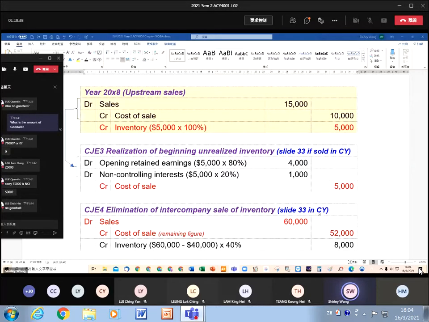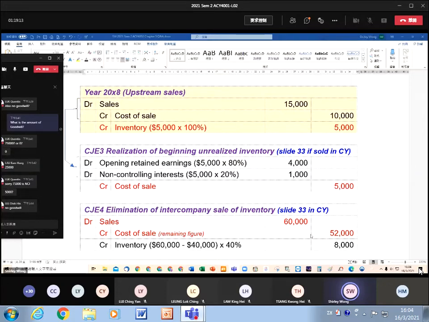And it is due in the current year. So we will debit sales. The selling price is 60,000, and then we will credit inventory. Remember, credit inventory is the unsold percentage times the unrealized profit. Then cost of goods sold will be the remaining figure. So finally, for CJE number 4, we will debit sales, credit cost of sales, and also credit inventory. And inventory is the unsold percentage times the unrealized profit.